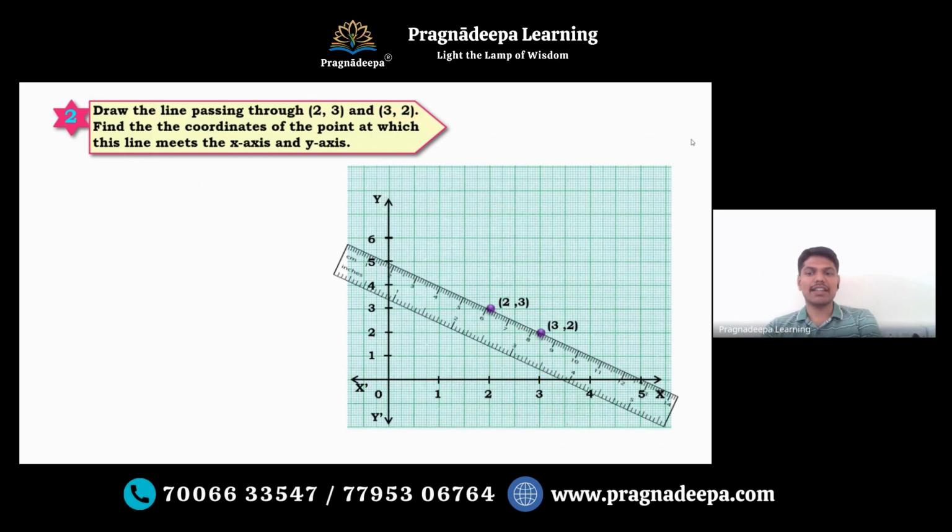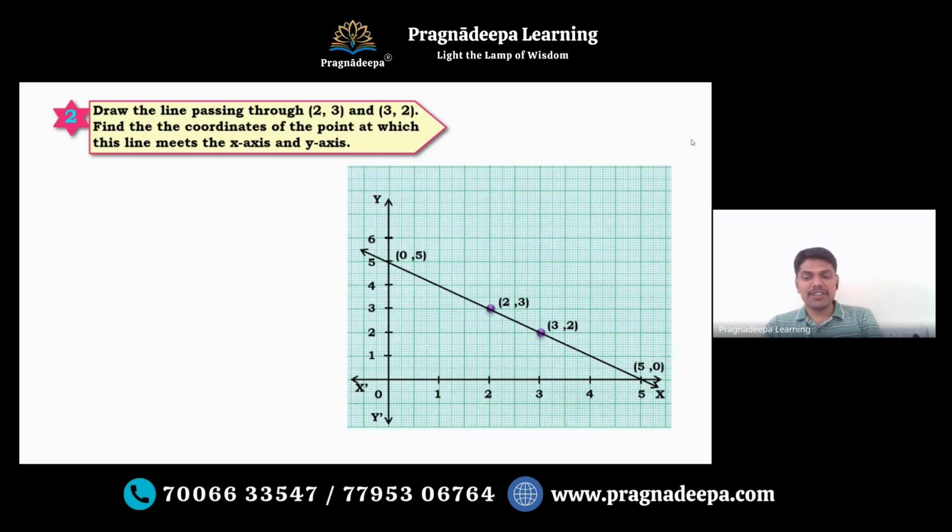Now you join a line. Okay, use the ruler and pencil and draw. You can easily check that the line joining these 2 points touches the x-axis and y-axis both, correct? Yes, sir. So at what point does it meet the x-axis and y-axis? At the x-axis, it meets at 5, 0, and on the y-axis, it meets at the point 0, 5.